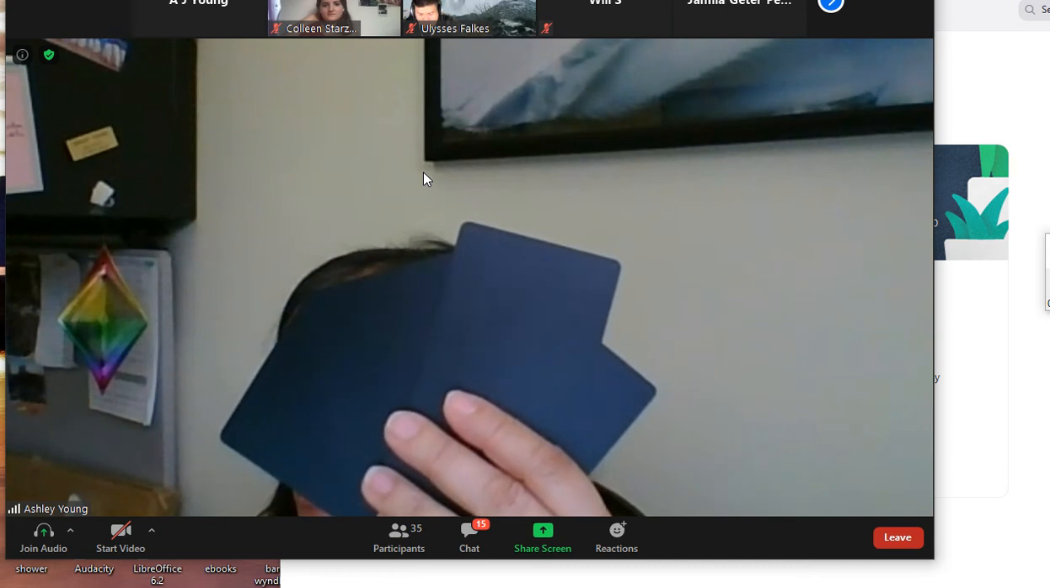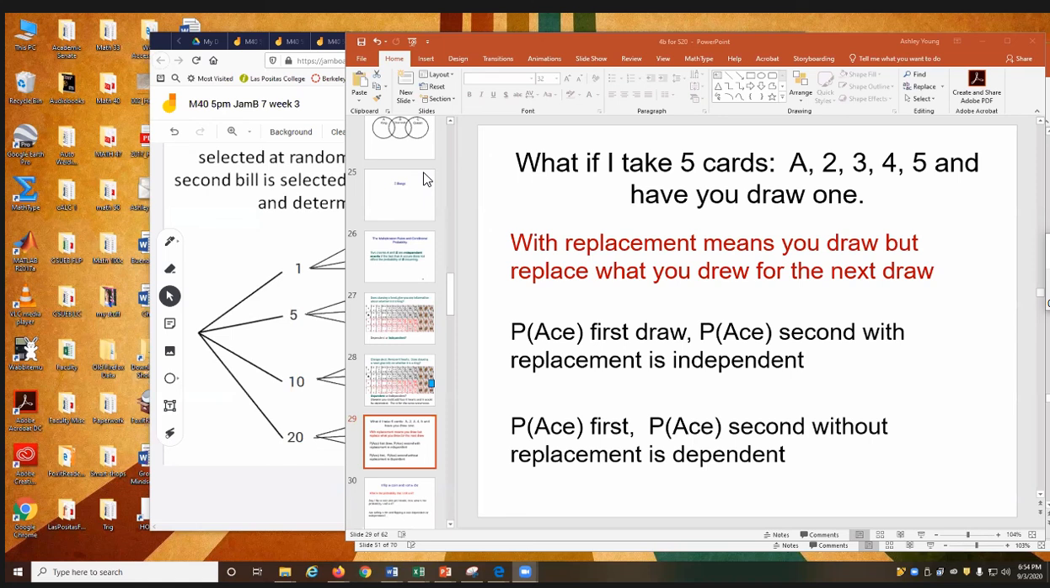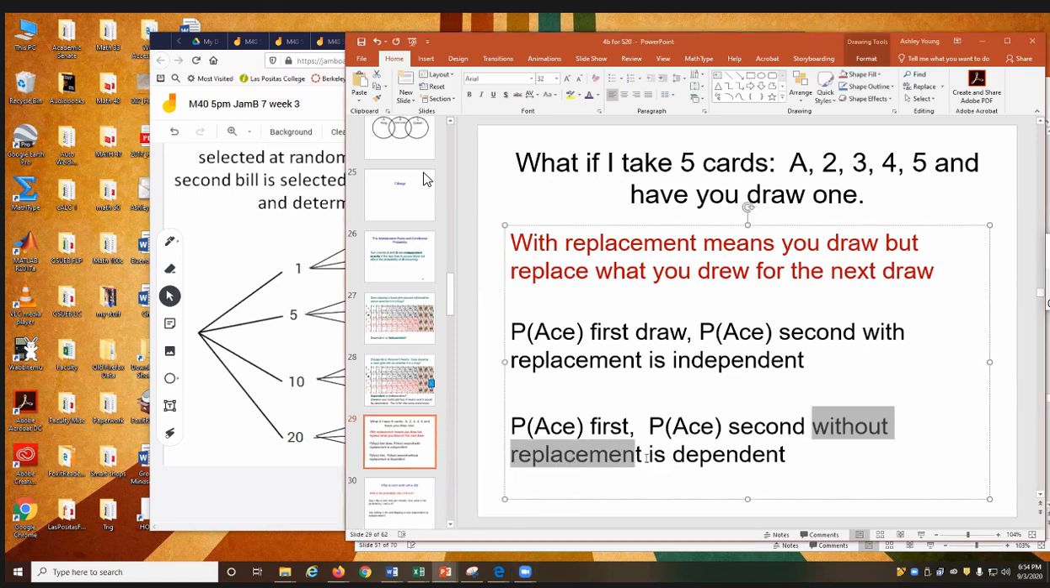So that is what we call dependent. The probability is not the same anymore. It's different. The probability before was 1/5 of drawing an ace. Now it's 1/4. So with replacement means the probabilities stay the same and they're independent. If you do not replace them, then they are dependent. So without replacement is dependent.